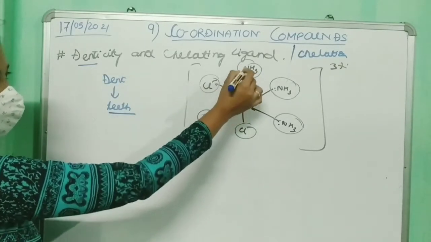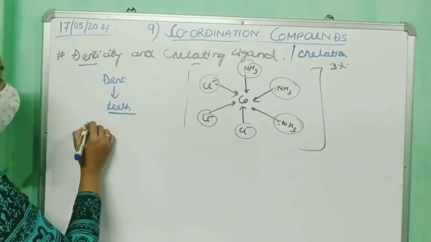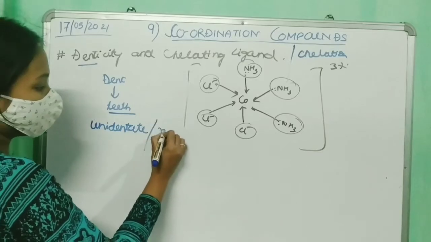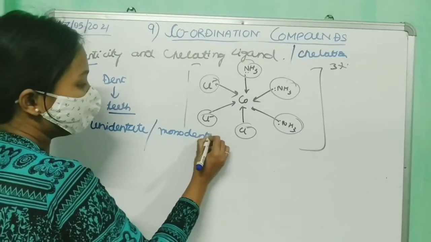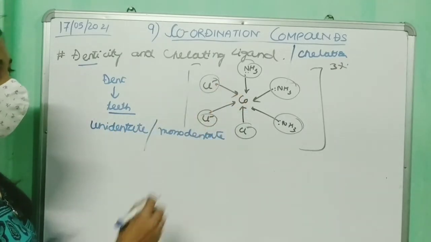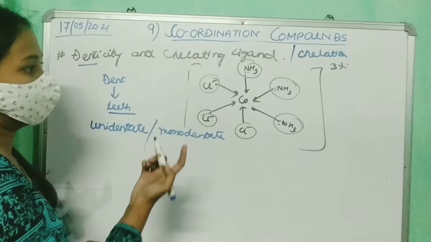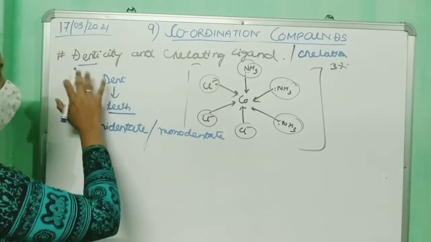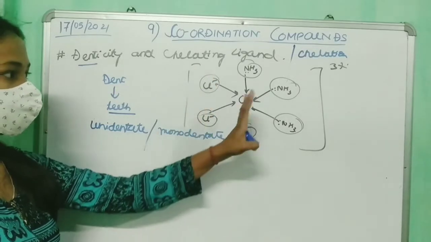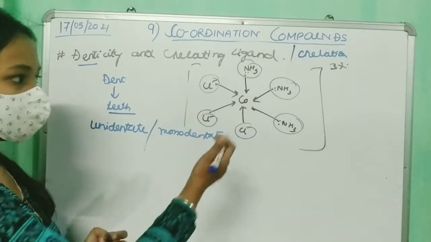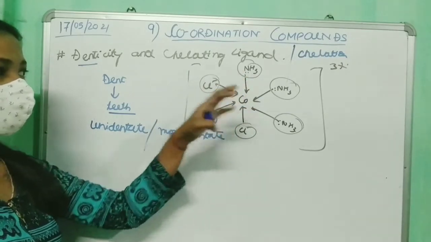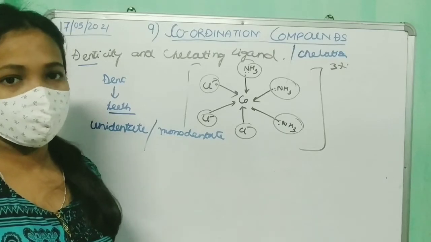So if it is ammonia, that is only one donor atom, so it can be termed as unidentate or monodentate, right? That means it is biting the central metal ion through only one teeth, or one tooth rather. So that's why the term denticity. Dent means tooth or teeth, right? Since the donor atom of the ligand is on a single atom, that is nitrogen, it is an example of a unidentate or monodentate ligand.